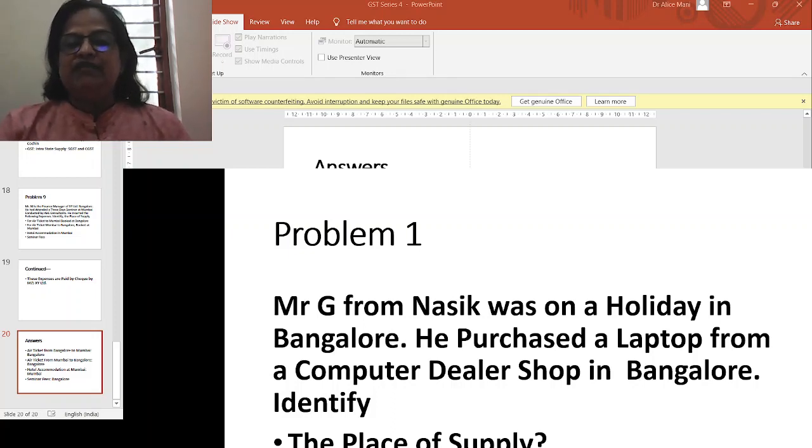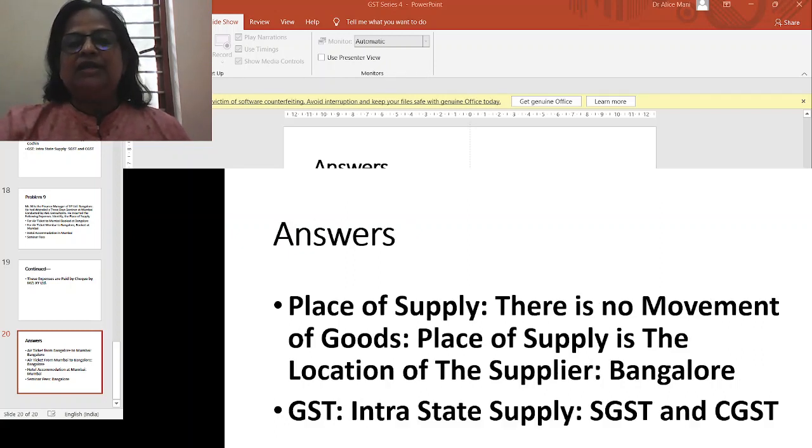So Mr. G from Nasik was on a holiday in Bangalore. He purchased a laptop from a computer dealer shop in Bangalore. Identify the place of supply and GST applicable. This type of problems you can expect for 2 marks. So let us see the answer.